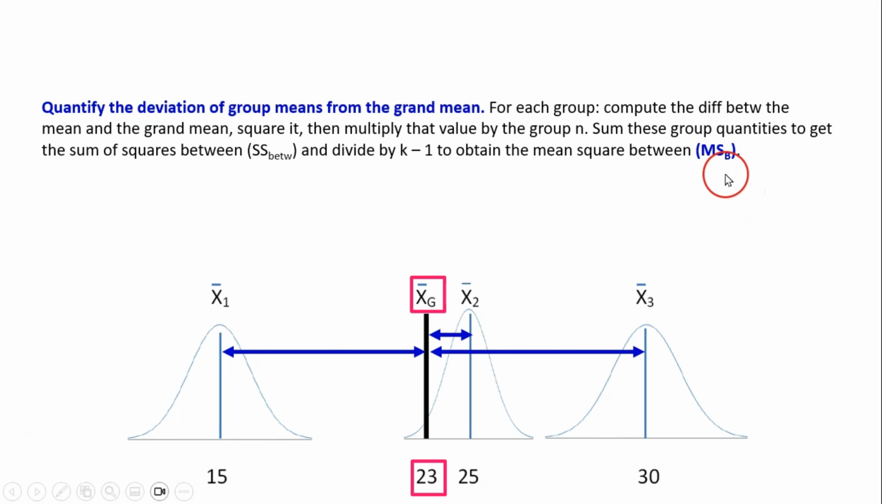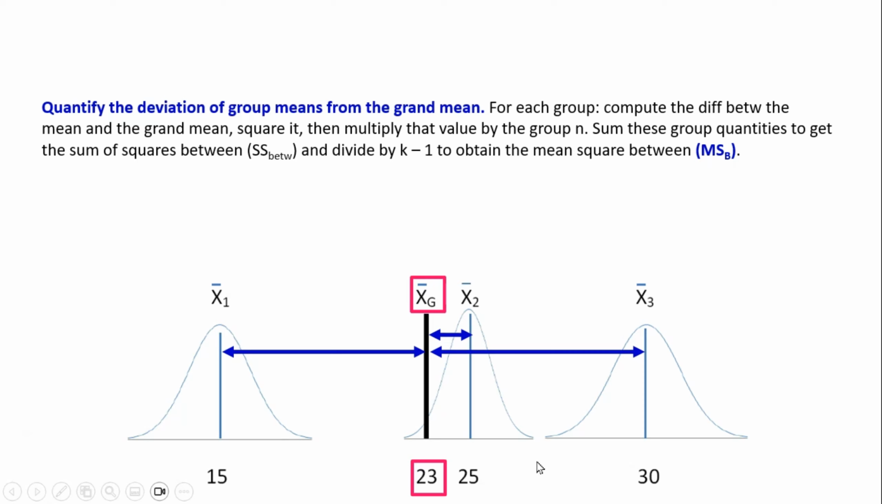So I've got everything kind of coded in colors here. For the blue, if you look down below here, what we're doing is we're looking at the difference between this mean value here of 15 and the grand mean of 23. And then we're looking at the difference between the mean of 25 and 23, as you see in the arrow here. And then this arrow here would be the deviation, or the difference between the third group mean of 30 and the grand mean of 23.